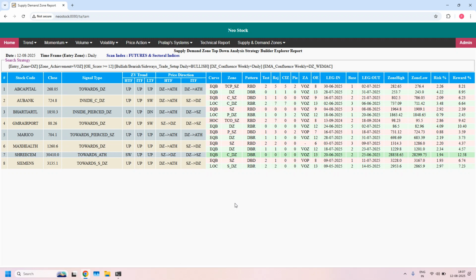Okay. So this is about LTF and ITF demand zone confluence and ITF EMA confluence. That way, these 8 stocks might be having more strong institutional order flows. Okay, then we have one more scenario, that is LTF, ITF and even HTF demand zone confluence and later HTF EMA confluence. Let's identify that combination.